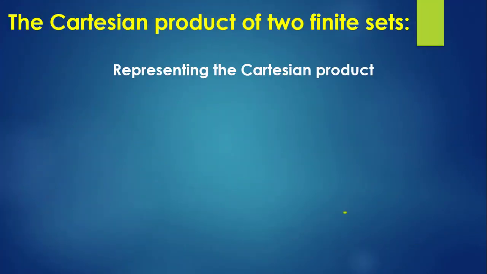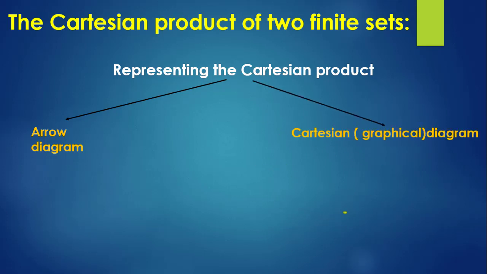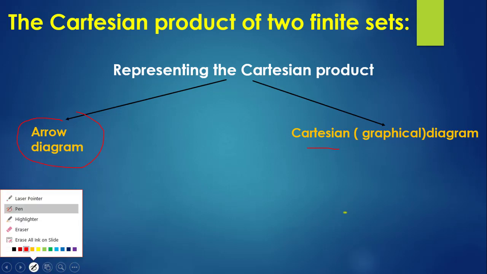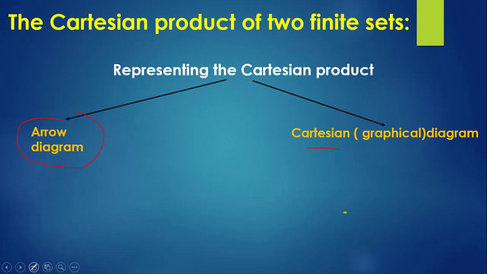Now we want to know how to represent the Cartesian product. We can represent the Cartesian product in 2 ways. If we have 2 different sets, we can do it in 2 ways. The first way is called an arrow diagram. The second way is a Cartesian diagram, or graphical. So we can represent the Cartesian product using an arrow diagram or a Cartesian diagram. How can we do that? Let's see.